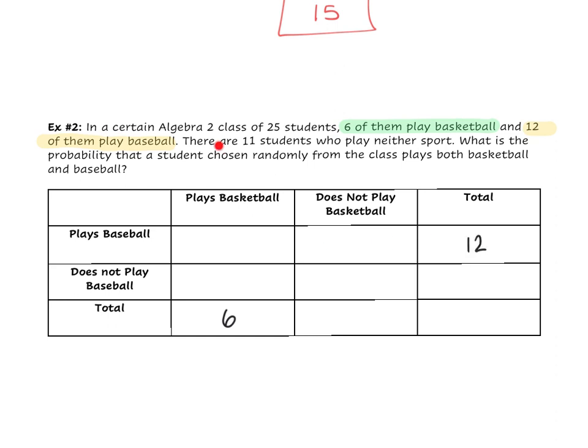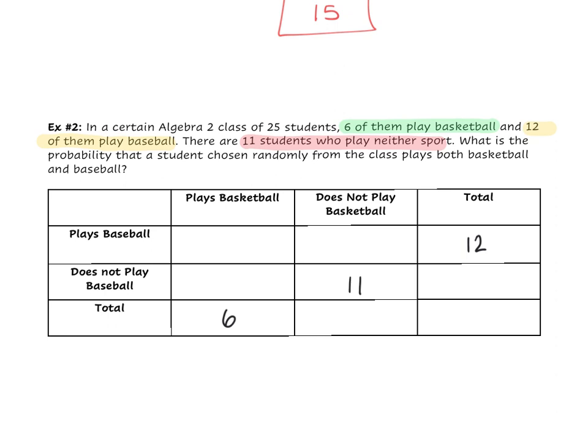Then it says there are 11 students who play neither sport. So we need to find the intersection here for neither. So 11 students play neither. So would you agree that does not play basketball and does not play baseball? So does not play baseball and does not play basketball would be this intersection right here. So that would be 11.